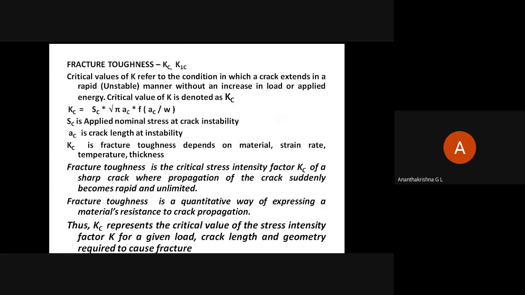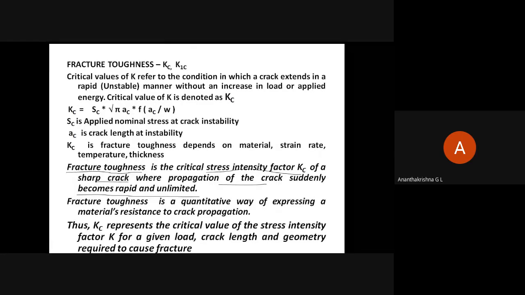Yesterday I think we saw this slide. Let me go back again because I think we did not understand fracture toughness properly yesterday. Fracture toughness is the critical stress intensity factor K of a sharp crack, where propagation of the crack suddenly becomes rapid. The area under the stress strain curve in the plastic region is toughness. Fracture toughness is the toughness when there is presence of a crack in the material. Essentially, it is the critical stress intensity factor of a sharp crack.